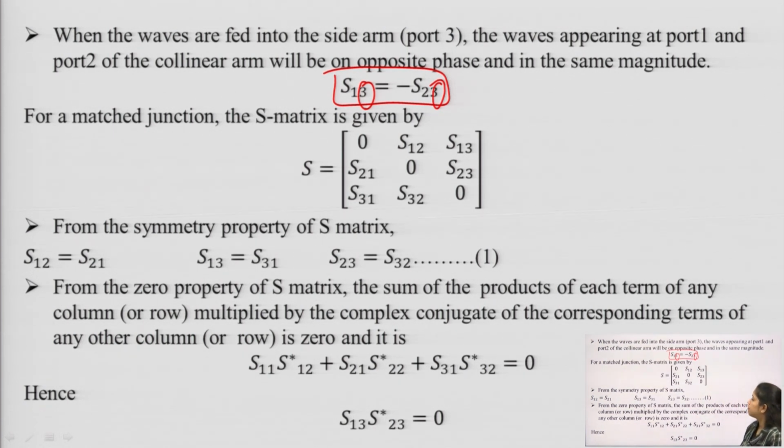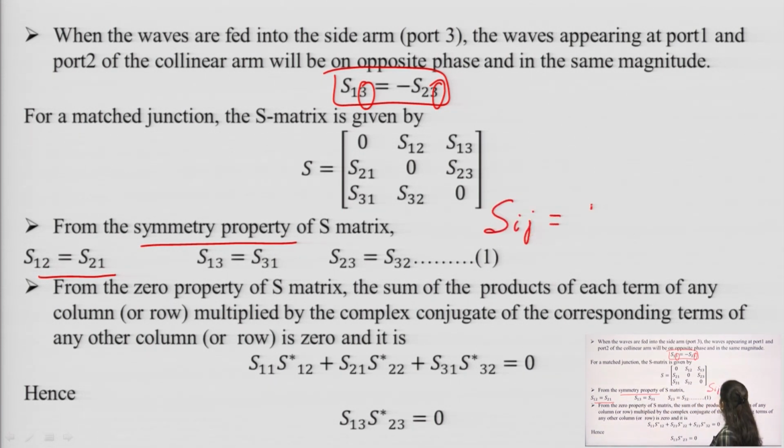And for the matched network, we have already discussed that the diagonal elements will be equal to 0. Now, for getting the complete matrix of an E-plane T, we have to apply some properties of the S matrix. The first property is the symmetry property. For that, S12 is equal to S21. That means the symmetric property says Sij is equal to Sji.